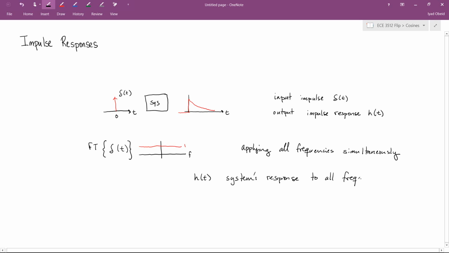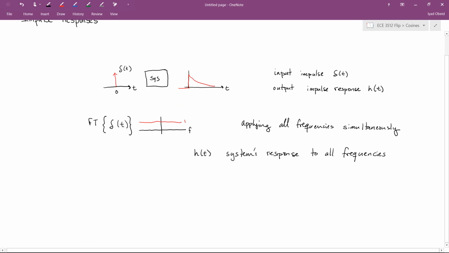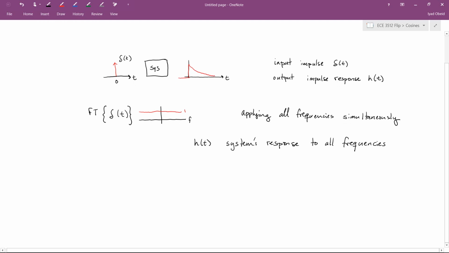Let me just jot that down. It has to tell us how the system responds to all frequencies, because that's what we put in. We put in all frequencies. What we get out is the system's response to all frequencies. So it might stand to reason, what do you think would happen if we took the Fourier transform of the impulse response?